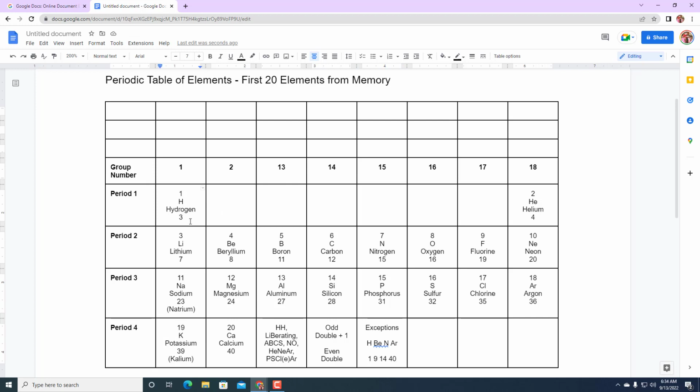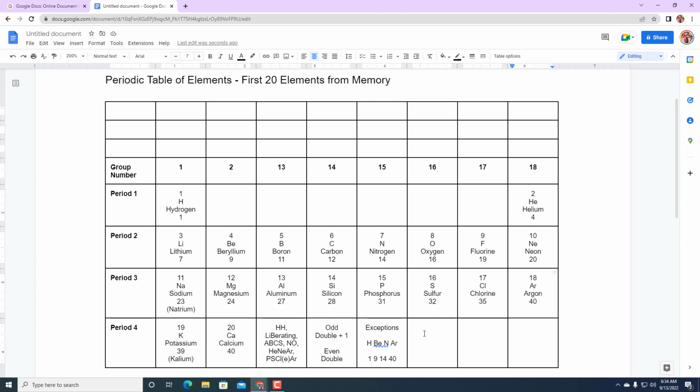So we recognize that hydrogen we changed from a 3 to a 1. That's actually its correct atomic mass. Beryllium we changed from an 8 to a 9. That's its correct atomic mass. Nitrogen goes from 15 to 14, and argon from 36 to 40. Okay, so those are the exceptions.